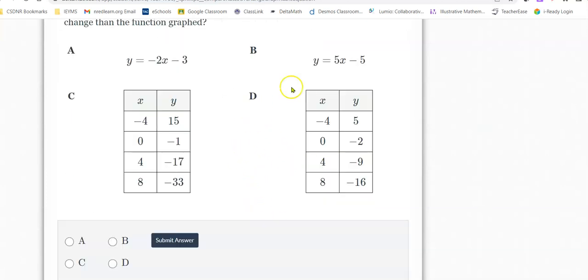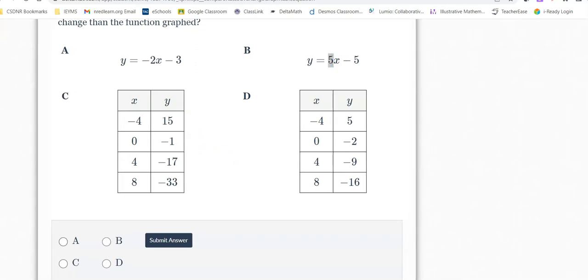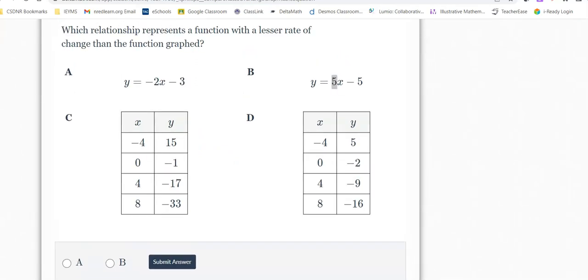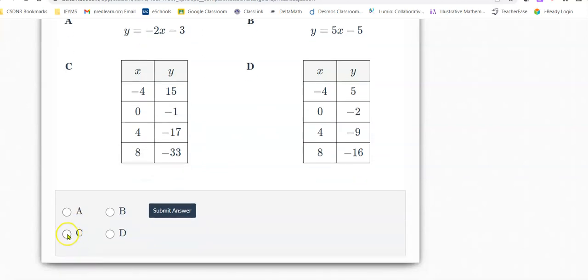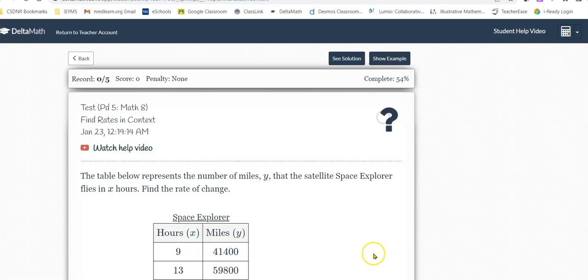Which function has a lesser slope? Well, this is not less than -2. Positive 5 is not less than -2. So now I've got to calculate these tables. It looks like this one is going down 16. So -1 minus 15, that's -16. 0 minus -4. -16 over 4 is -4. That is definitely less than -2, so I found my winner. Let's see, I don't even have to do the last one. Woohoo!